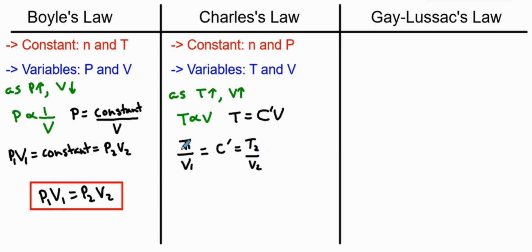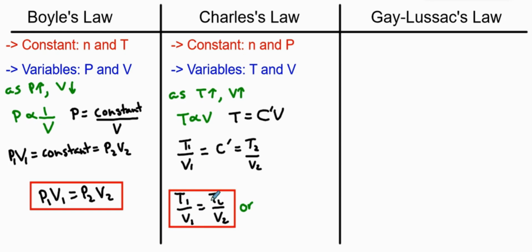And just like before as well, I don't need that constant in the middle of my formula. So I can simply say that T1 over V1 is equal to T2 over V2. And this is Charles' law. Now, unlike Boyle's law, there is an alternate version of this. And I'll say or. And let's think about this other version now.